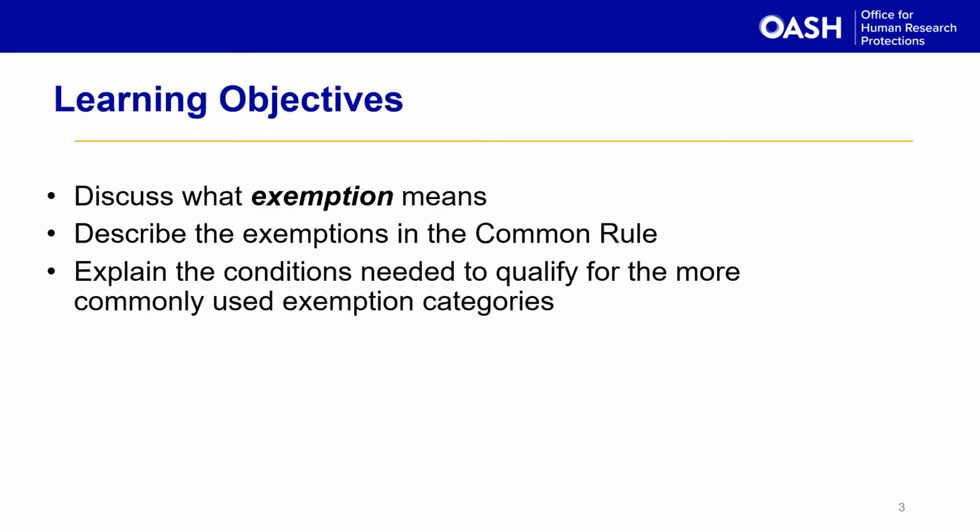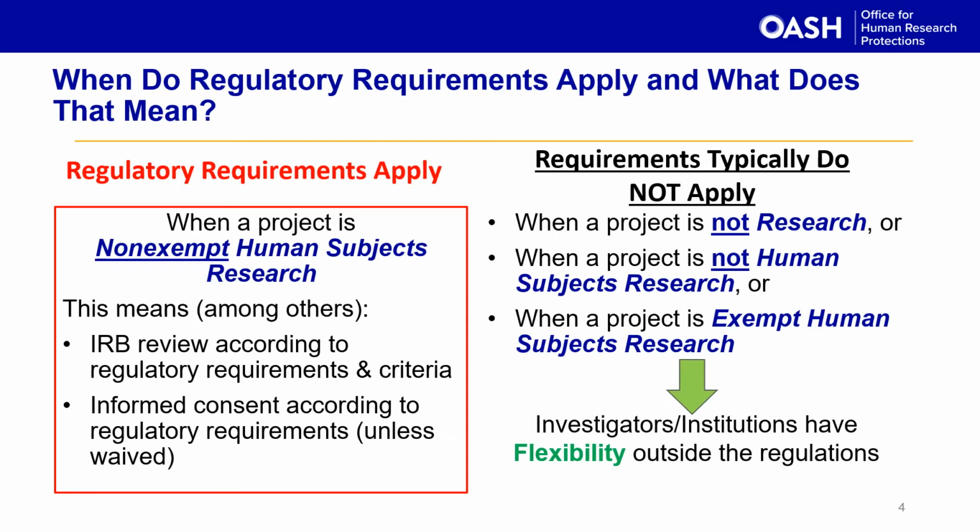Today, we will discuss what exemption means, describe the exemption categories found in the Common Rule, and explain the criteria for the more commonly used exemptions. Now, I know that exemptions can be tricky and difficult to apply, and that regulatory language can even be intimidating at times with its legalese. Hopefully, this introductory presentation can help your understanding of exemptions.